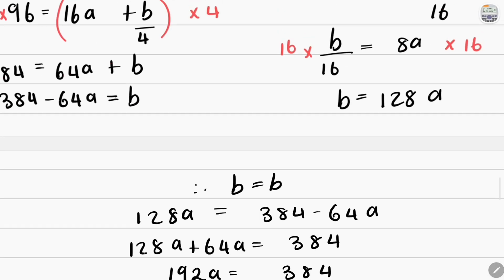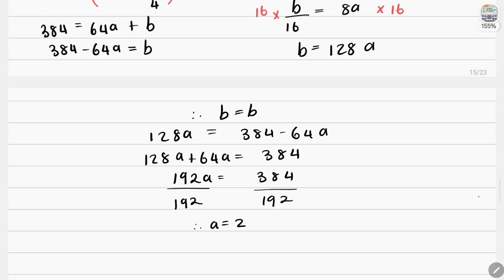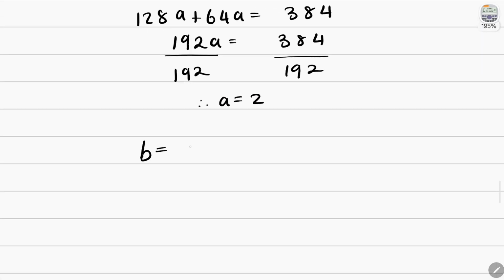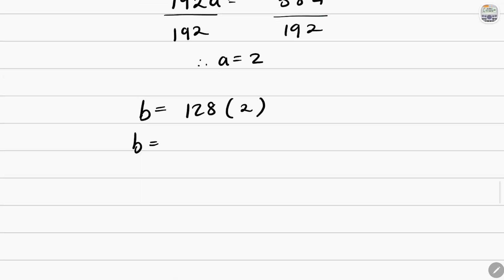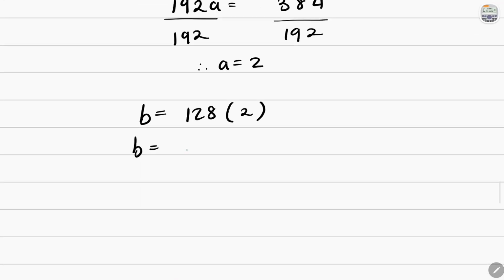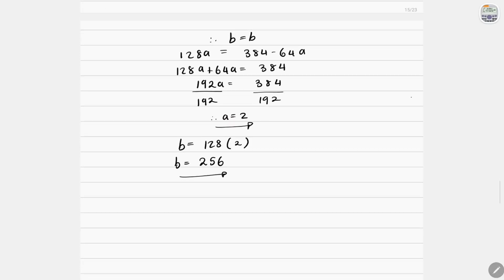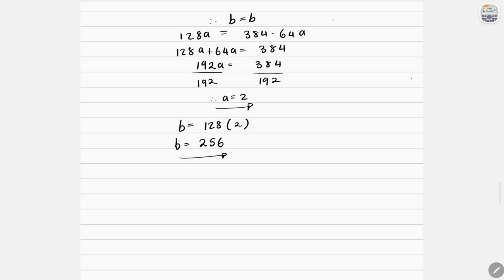And now with this, we can find b. So use the easier equation. You see b is equal to 128a. So we just say b equals 128 multiplied by 2. And so b is equal to 256. And that is the value of a and b. And that is it for question 8.